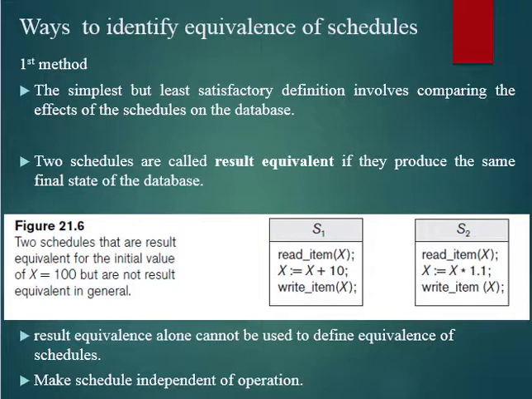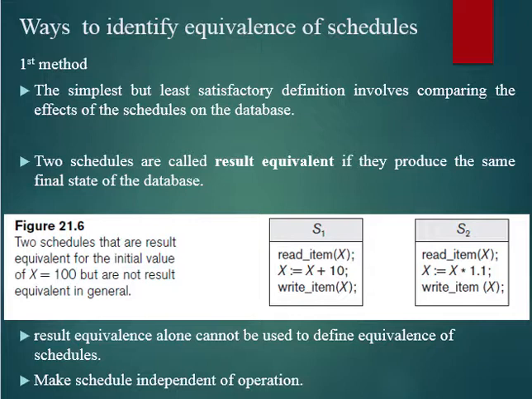The first method is a simple method, but it is not a correct method. The simplest but least satisfactory definition involves comparing the effect of the schedule on the database. You run the serial schedule and then the non-serial schedule. If both get the same result, then we can say both are the same or equivalent. But there are some problems that arise.